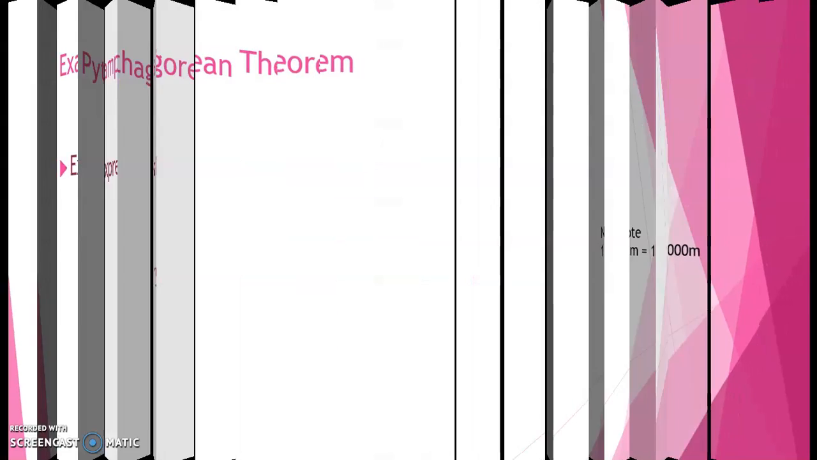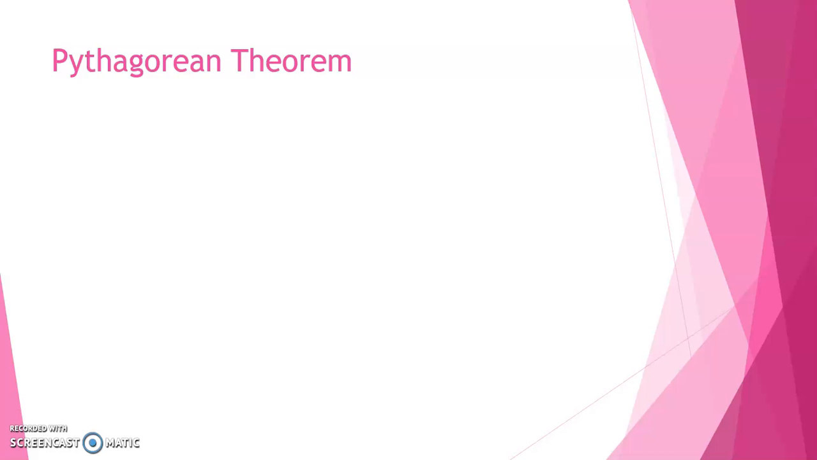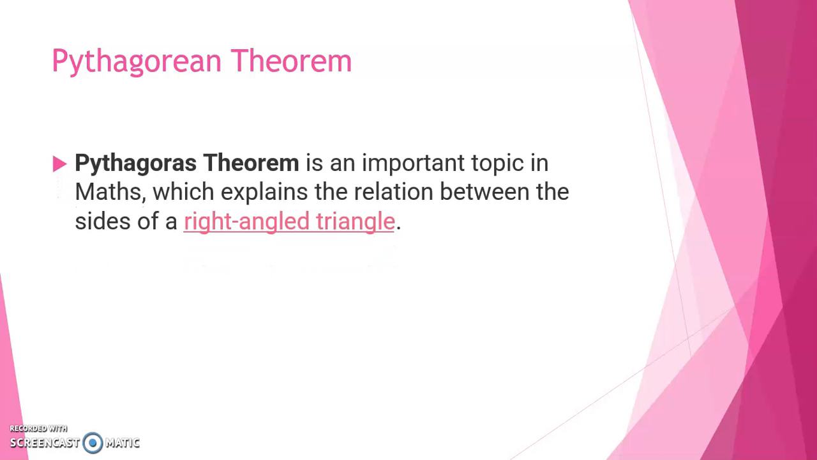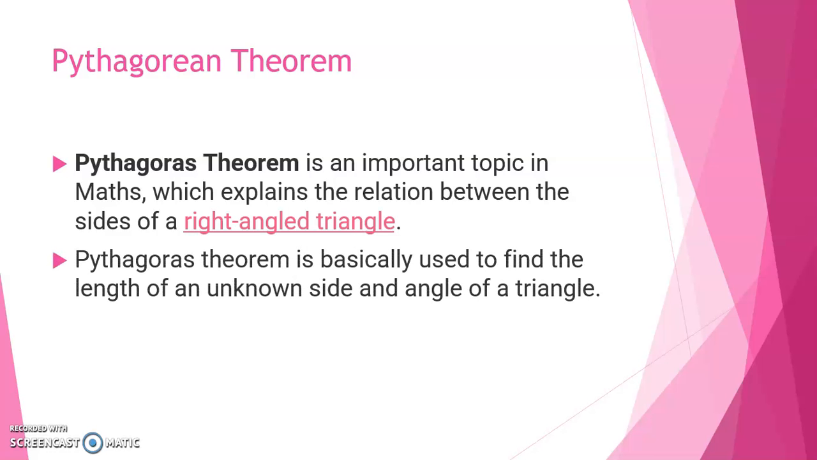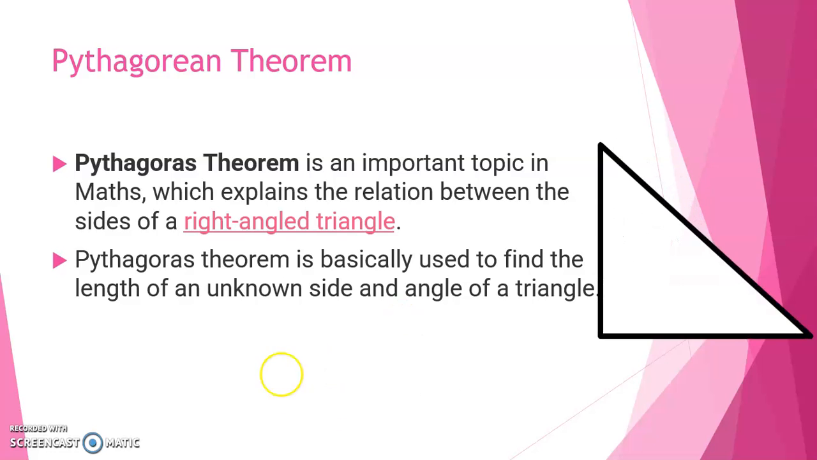Right? Good. Now, to our next subtopic, which is the Pythagoras or Pythagorean Theorem. This theorem is very important in solving mathematics, as it explains the relation between the sides of a right-angled triangle. Pythagoras theorem is basically used to find the length of an unknown side and also an angle of a triangle, this being the right-angled triangle.